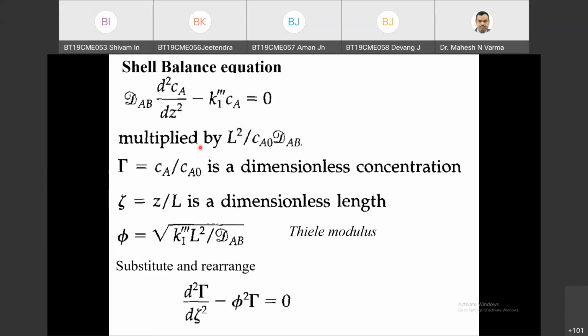Lambda is a dimensionless concentration which is equal to Ca by Ca naught, and zeta is the dimensionless length. This is not lambda, this is gamma, capital gamma in Greek.